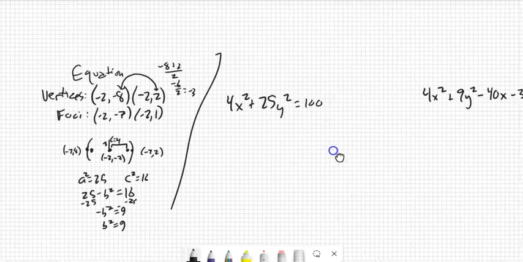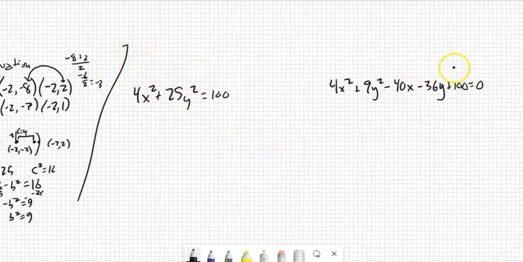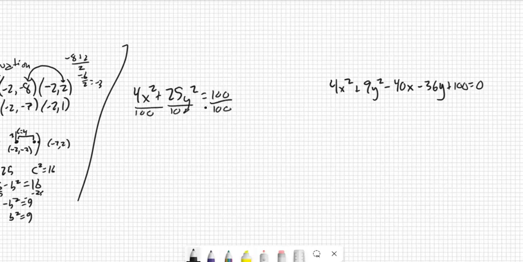Now, sometimes we'll get something in a form like this, and we want to be able to graph it. So we'll have to do a little bit of work. One of the things is this has to be equal to 1 in order for us to graph it. So I'm going to divide everything by 100 here. 1. 4 divided by 100, that leaves me a 25 in the denominator. 25 divided by 100, that leaves me a 4 in the denominator. And hopefully you see all the pieces now.